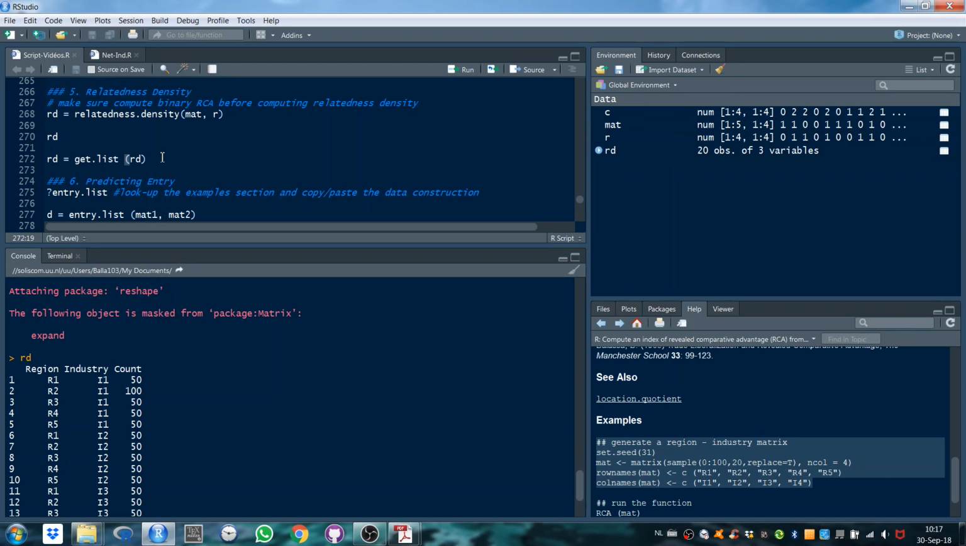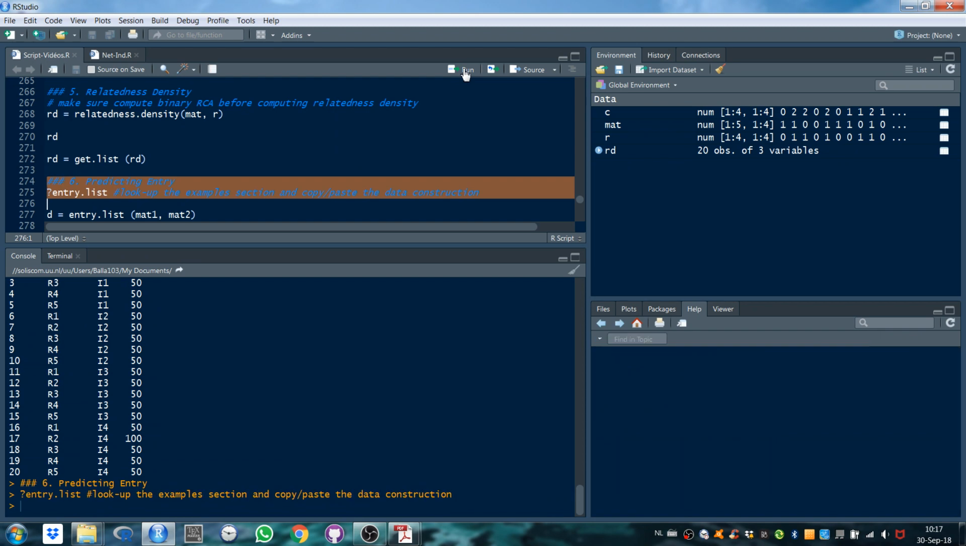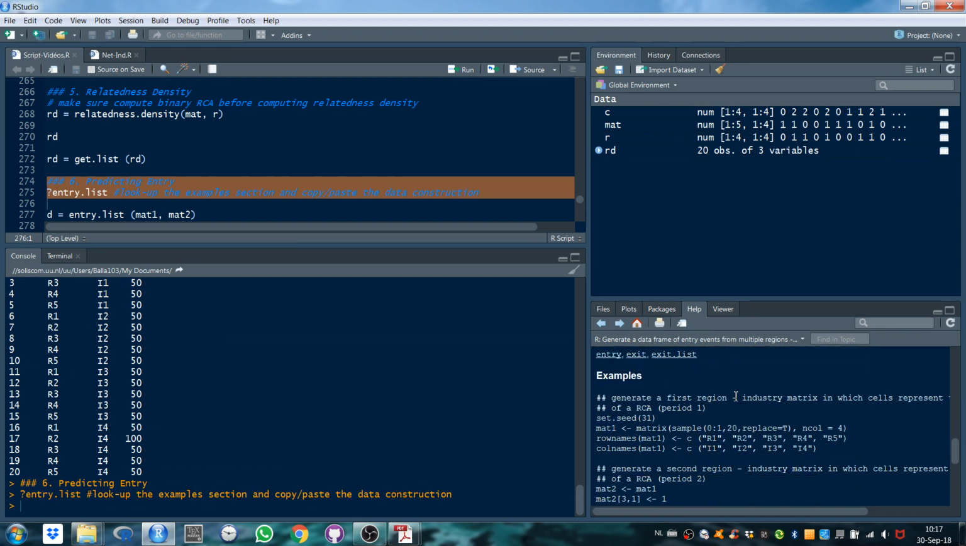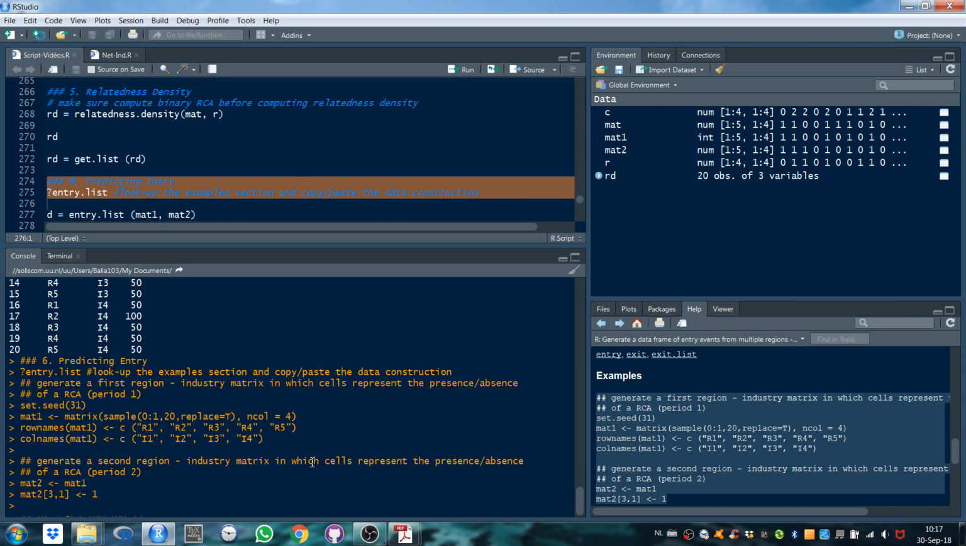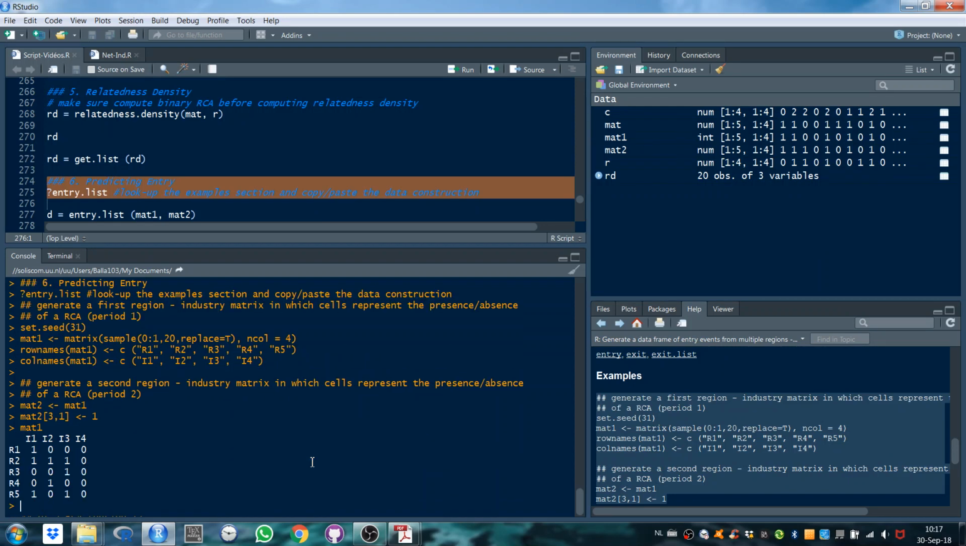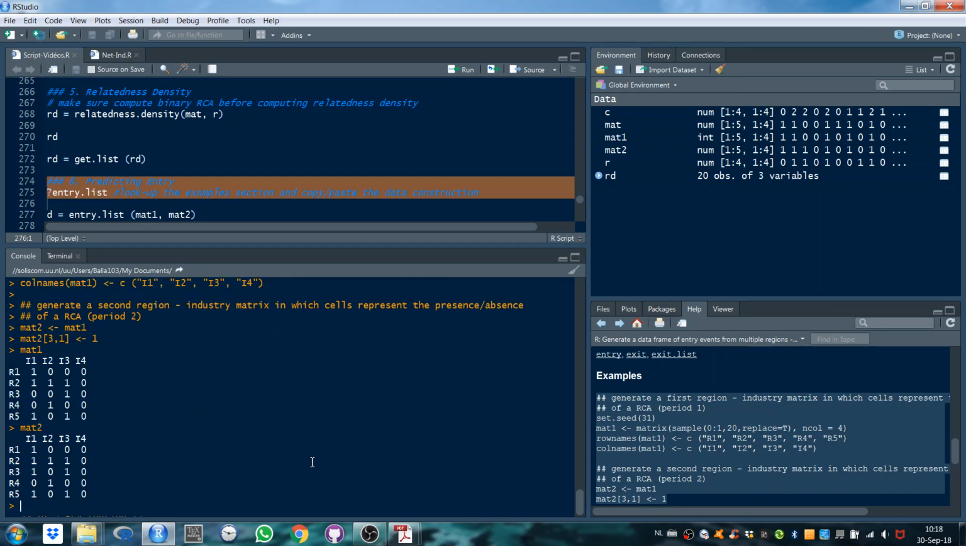And we're going to use the function entry list to help us construct a matrix of entry. So let's look at it here. Let's copy and paste until this point here. And now we have 2 matrices. We have mat1, and that's going to be the world in time t. And then we have mat2, and that's going to be the world in time t plus 1.